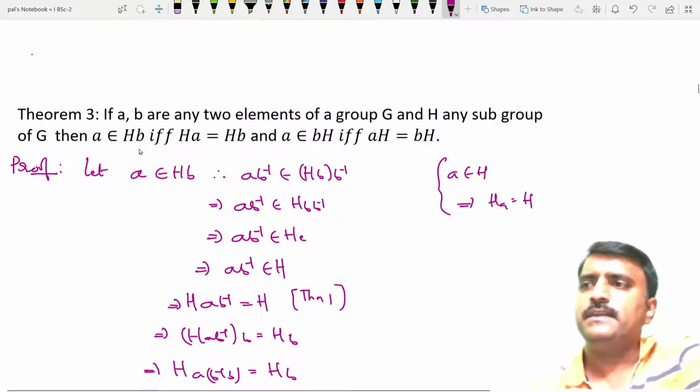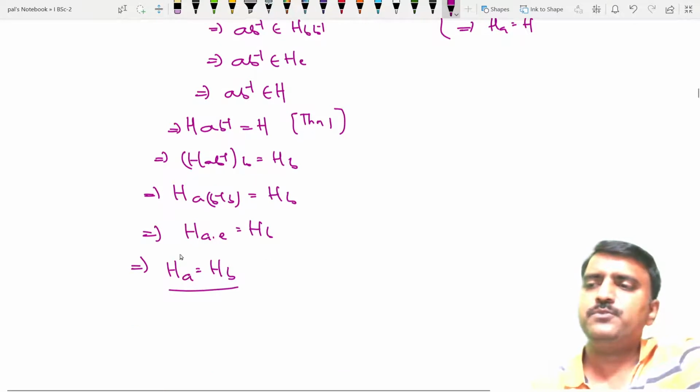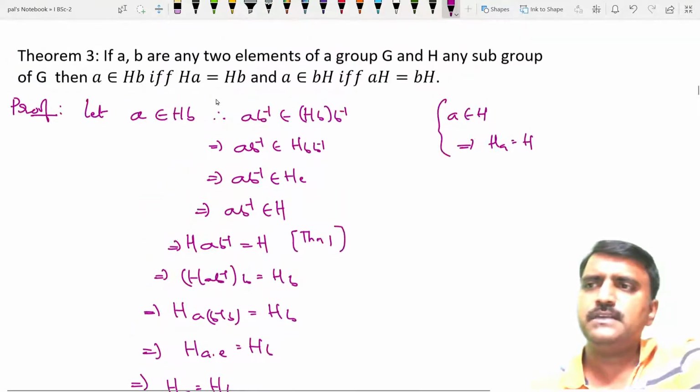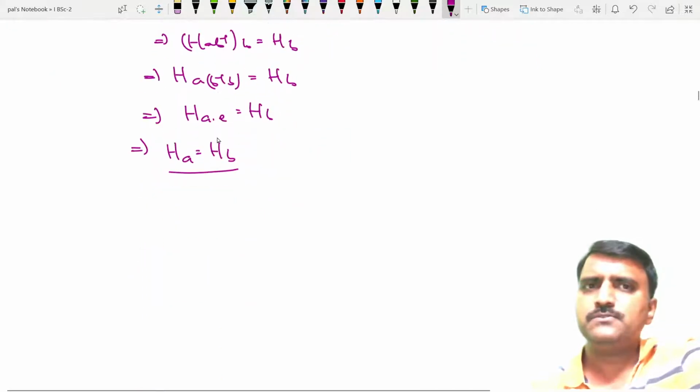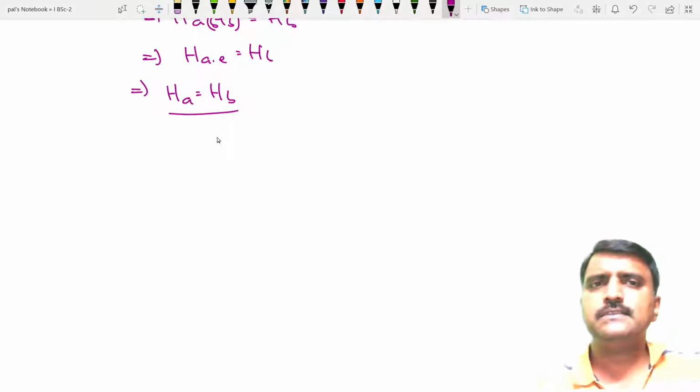So if A is an element of HB, then we have to show that the right coset HA is equal to the right coset HB. Here we proved the same thing, HA is equal to HB. Since it is an if and only if statement, we have to show that its converse part is also true. To prove the converse, let us assume that HA is equal to HB.